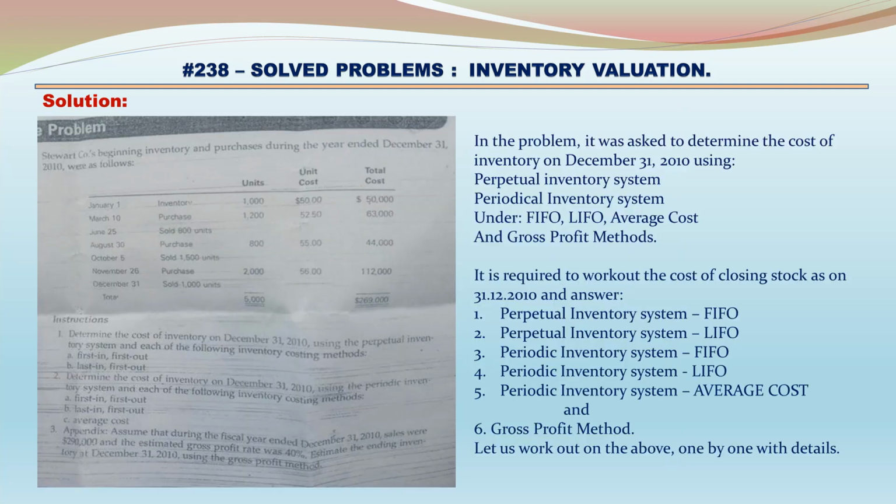Solution. In the problem, it was asked to determine the cost of inventory on December 31, 2010 using the perpetual inventory system and the periodic inventory system under FIFO, LIFO, average cost and gross profit methods. It is required to work out the cost of closing stock as on 31st December and answer perpetual inventory system FIFO, perpetual inventory system LIFO, periodic inventory system FIFO, periodic inventory system LIFO, periodic inventory system average cost and gross profit methods. Let us work out the above one by one with the details.